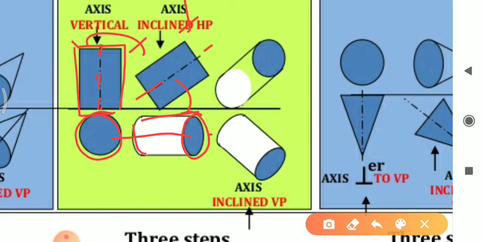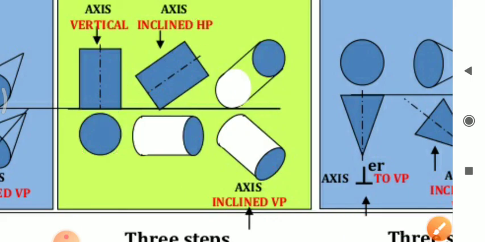Then, if I disturb this axis that was parallel to VP, in this way or this way, what happens? The axis becomes inclined to VP also, and inclined to HP as well. This is the condition. I hope you understood this concept.